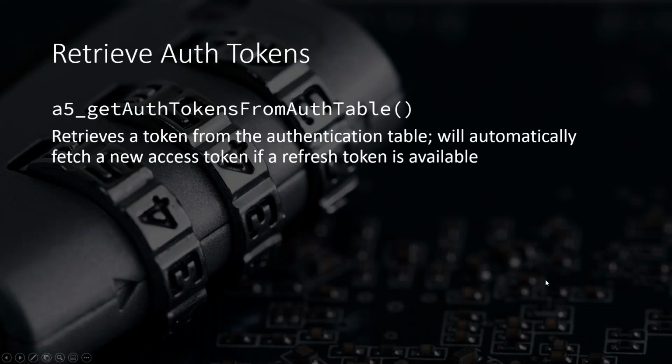And then finally, retrieving auth tokens from the authentication keys table, which does need to be set up in web project properties. There's an XBasic function that goes with all of that, and that's A5 get auth tokens from auth table. What it simply does is retrieve a token from the authentication table, and if it's got a refresh token and the token's expired, it tries to get a new one for you.